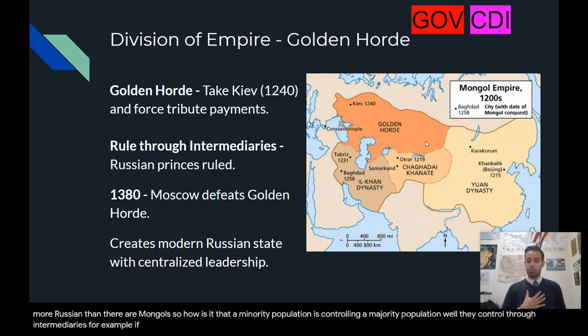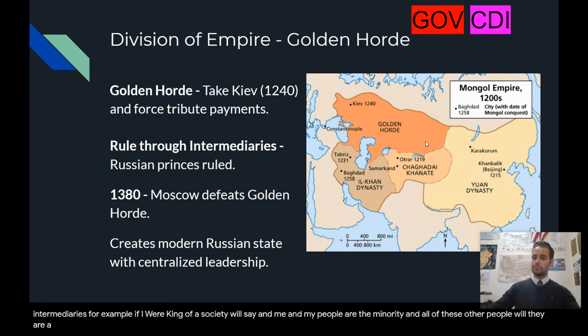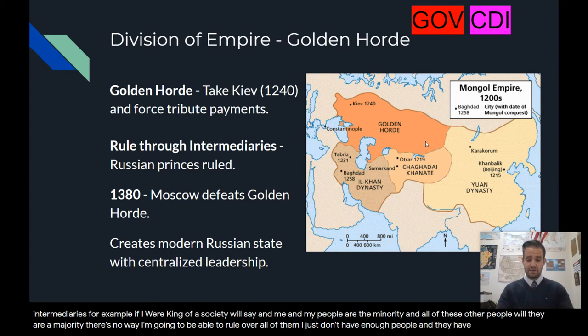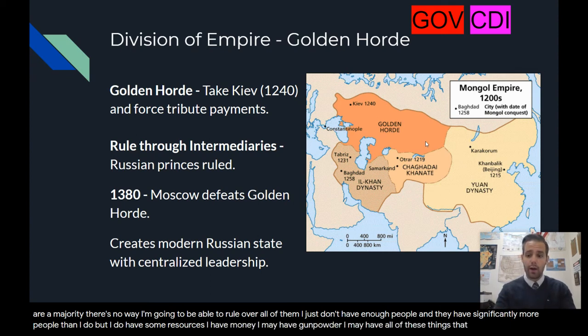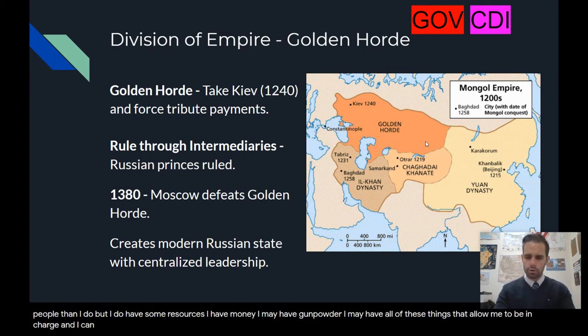For example, if I were king of a society, we'll say, and me and my people are the minority, and all of these other people, well, they are a majority. There's no way I'm going to be able to rule over all of them. I just don't have enough people, and they have significantly more people than I do. But I do have some resources. I have money. I may have gunpowder. I may have all of these things that allow me to be in charge, and I can work with the people at the very top, the upper echelon of that society.